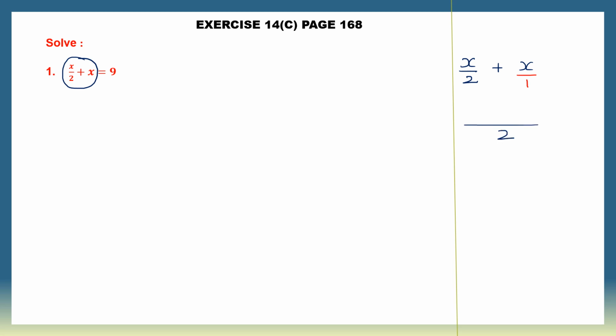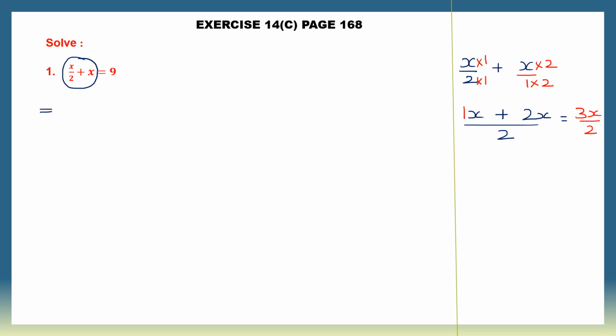Okay, now let's find the new numerators. So denominator 2 has now become 2 itself here. So 2 ones are 2. So x into 1 will be x itself plus 1 into 2. 1 into 2 is 2, so x into 2 will be 2x. So x plus 2x, so this is 1x, x plus 2x will become 3x and the denominator is 2. So this we are going to use here.